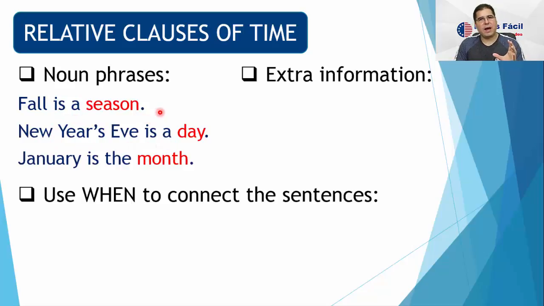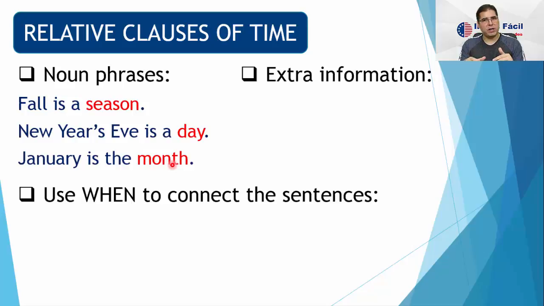But these, we can call them noun sentences or noun phrases, because look here, the main word is always a noun. Look, fall is a season. We are just providing information about something, right? For example, about fall, about New Year's Eve, and about January, okay? And in these cases, this information is related to time, right? A season is a period of time. A day is a period of time. A month is also a period of time.